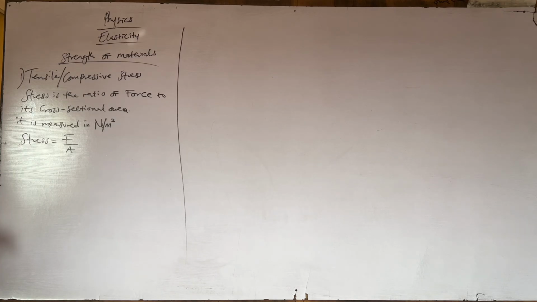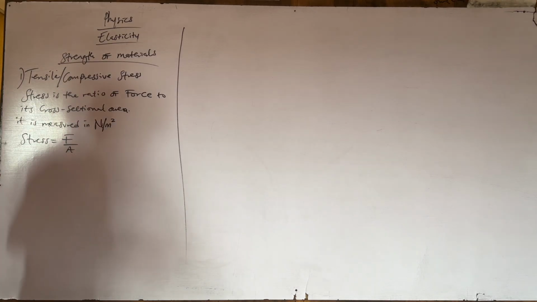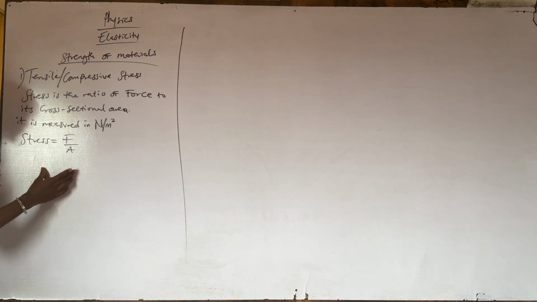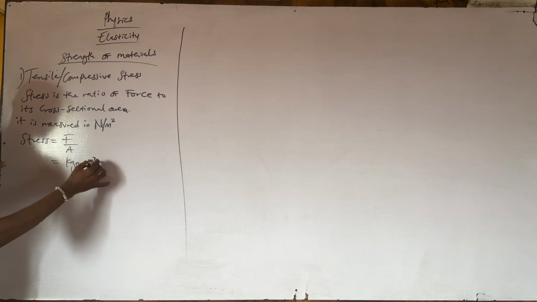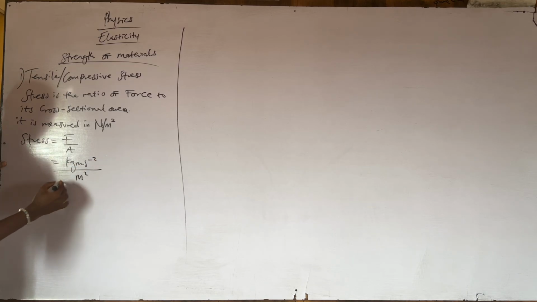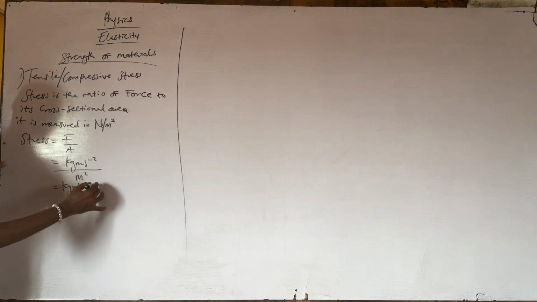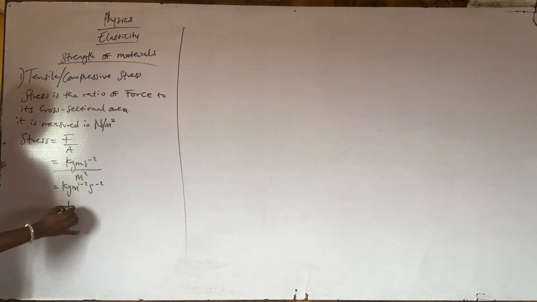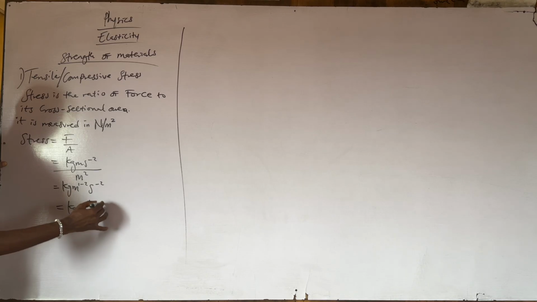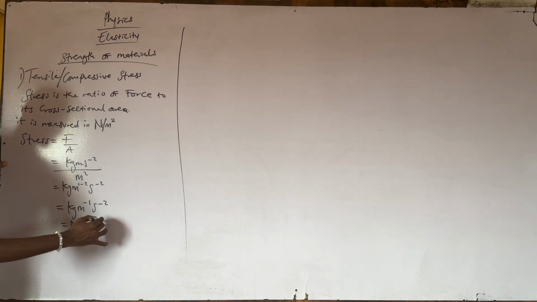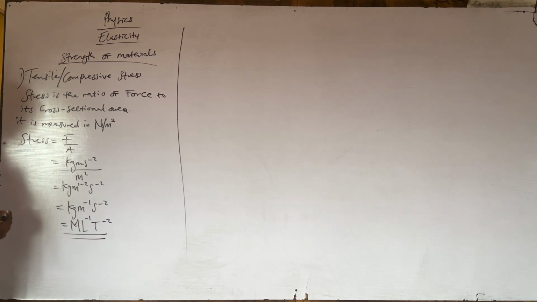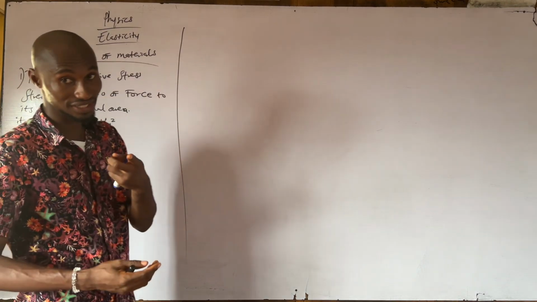Many a times you need to know the dimension of this in case they ask you. Let me show you the dimension of stress. Force is kg m s raised to power minus 2, and the area is meter square. So you have kg m raised to power minus 1 s raised to power minus 2. This is the dimension of stress, and stress has the same dimension as pressure.